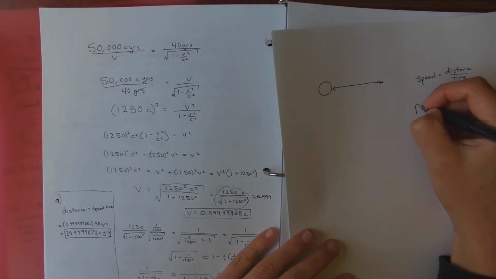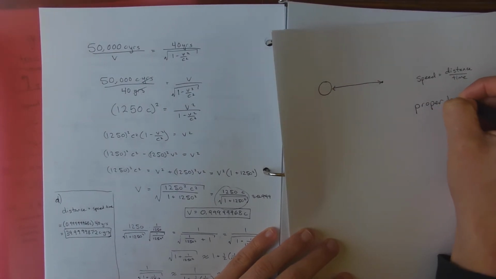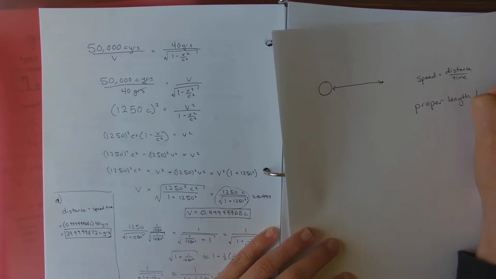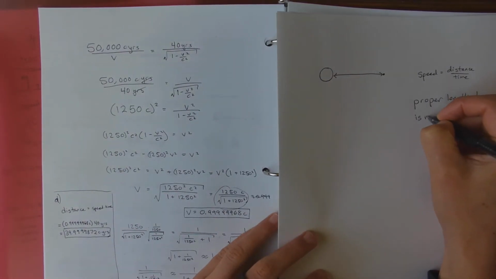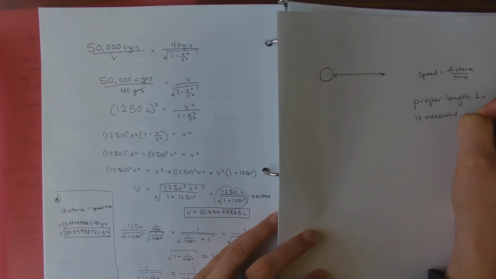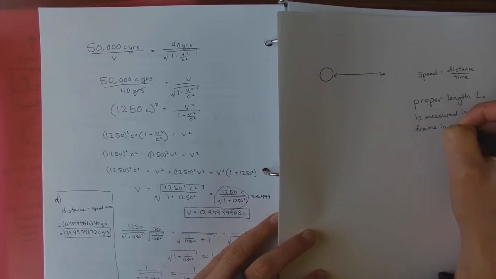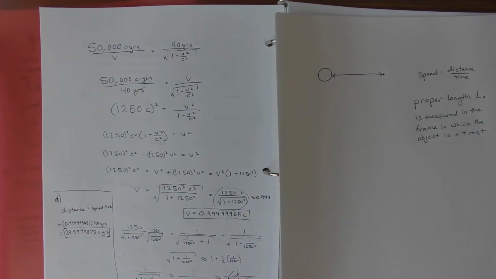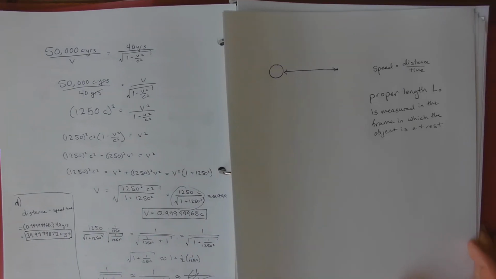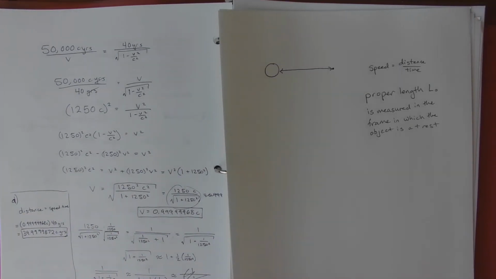So the proper length, which we're going to call L naught, is measured in the frame in which the object, which you're measuring the length of, is at rest. But something you have to be careful of is that the frame in which the proper length is measured depends on what you're measuring the proper length of.